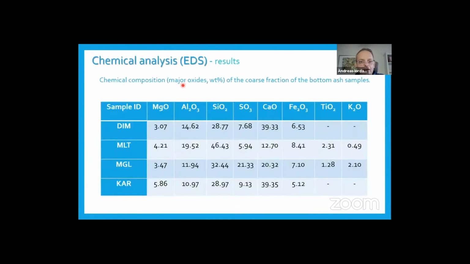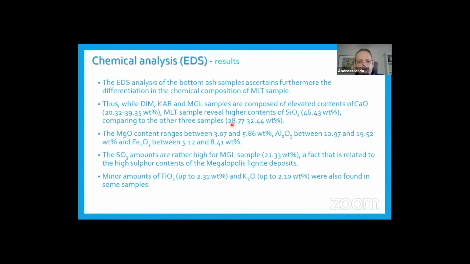Going now to the chemical analysis, the results of the chemical analysis by EDS, we can see here the 4 samples in this table, and here are the chemical analysis. We found high amounts of calcium, aluminum, silicon, and of course magnesium, sulfur, iron, and lower amounts in some samples of titanium and potassium. You can see all this in this slide.